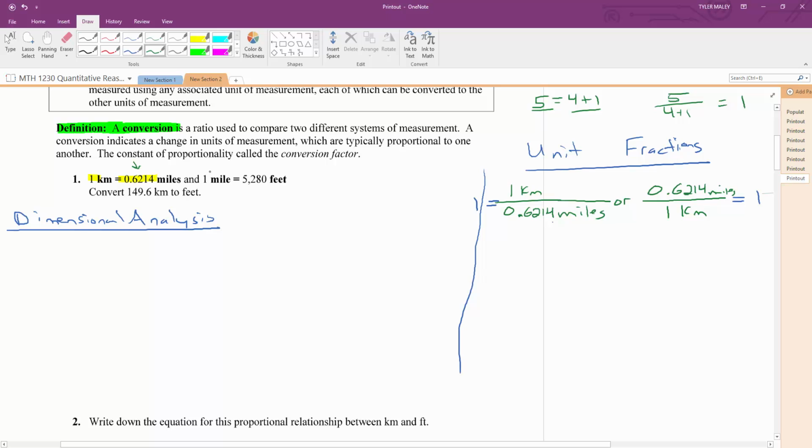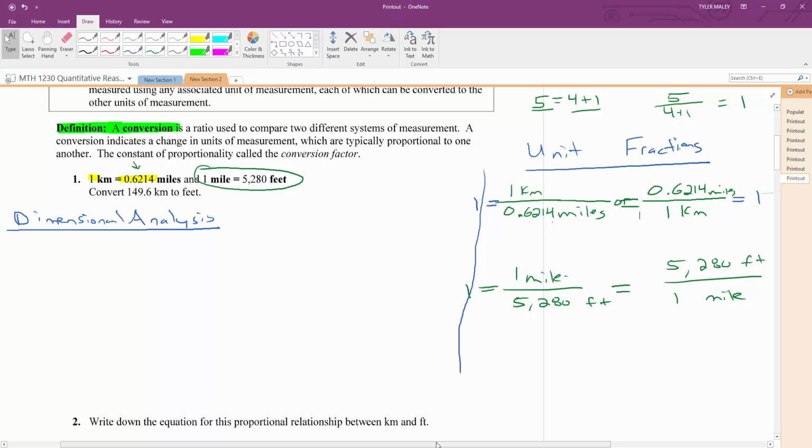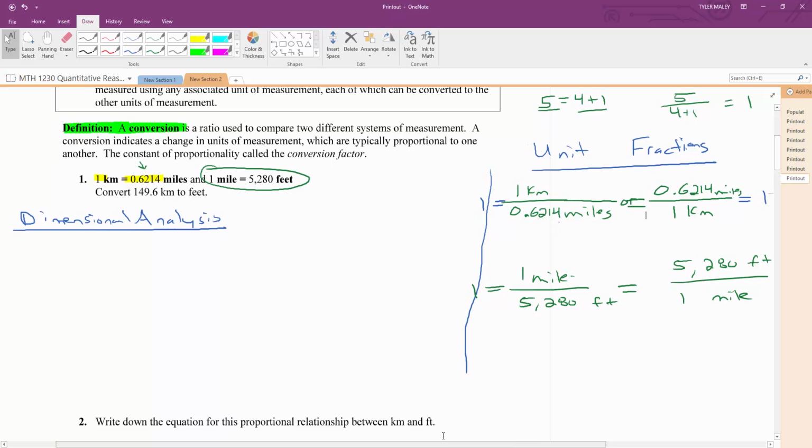So if I look at the other fact that we're given, 1 mile equals 5,280 feet, I can make this unit fraction, or I can make 5,280 feet over 1 mile. These are equal, and these are also equal to 1, for the same reason. So we're going to use these fractions to convert.